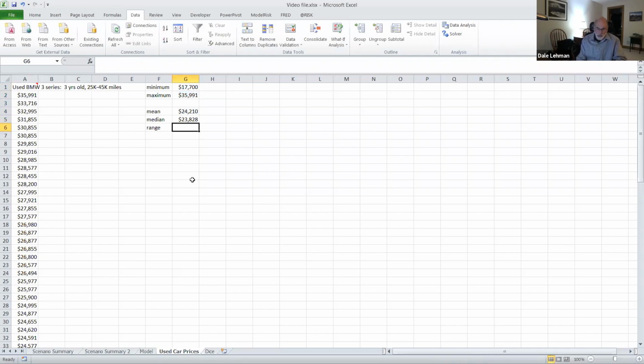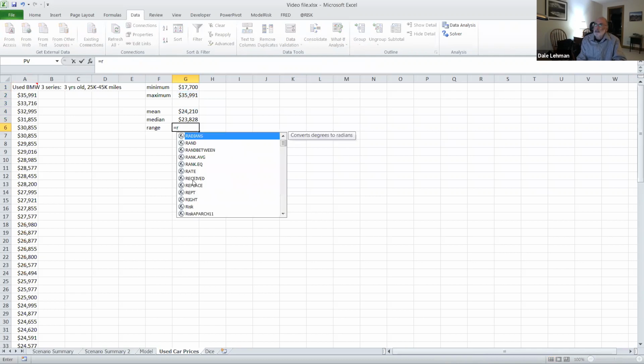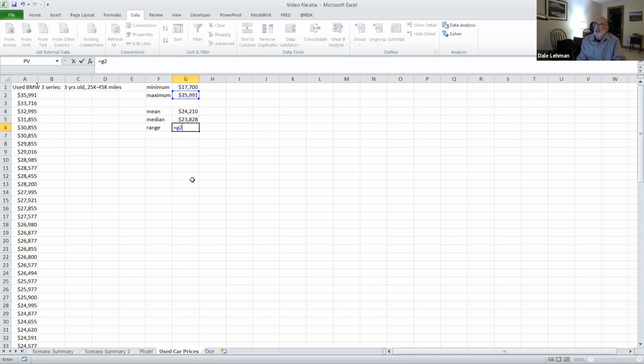how variable they are. So one measure we could use is the range. And I don't think there's a range function, so it's the maximum minus the minimum, so we can already do it from the calculations we have, G2 minus G1. So there's an $18,000 plus range between the minimum and maximum value.